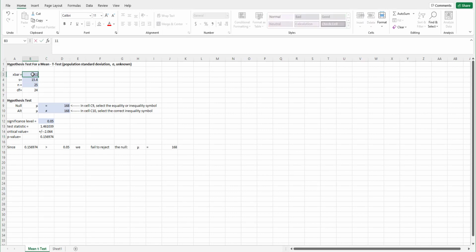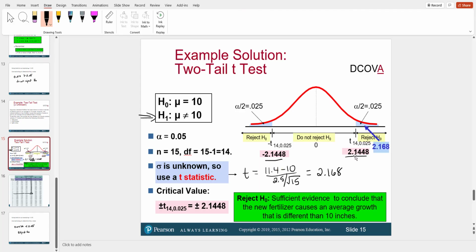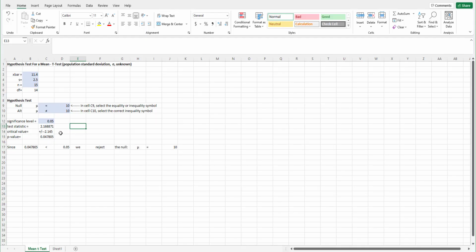The X bar is 11.4, standard deviation 2.5, sample size 15, and we said that this is 10 here, 10 here, we want not equal to. We're testing at a level of significance of 0.05. As you can see, what populates, we got 2.168 as the test statistic. I also gave you the critical value, which is plus or minus 2.145. Is that what we had before? Yes, that's what we got here. My critical values are right here. I'll circle them. We got those. I got the test statistic of 2.168. And I got a p-value of 0.0478. Same thing that we got when we did it with StatCrunch.